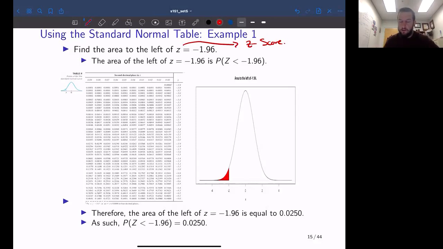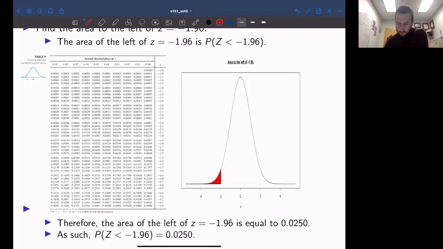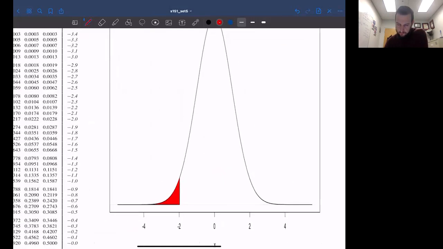Okay, so the area to the left of z equals -1.96 is the same thing as the probability that z is less than -1.96, because area under the curve represents the probability of an event. So being to the left of -1.96 is the same as finding the probability that the z-score is less than -1.96. In the diagram shown below, and I'm just going to zoom in here so you can get a closer look.